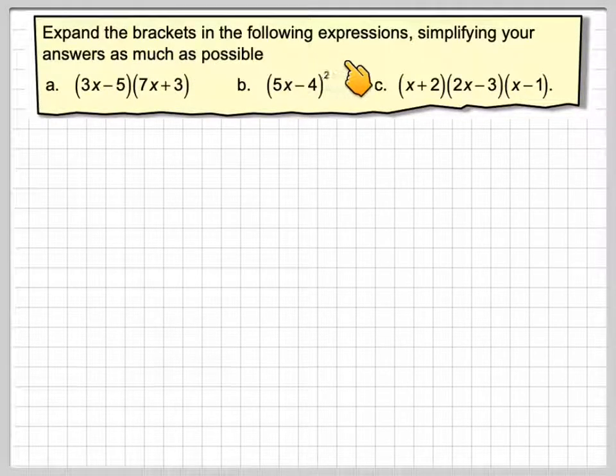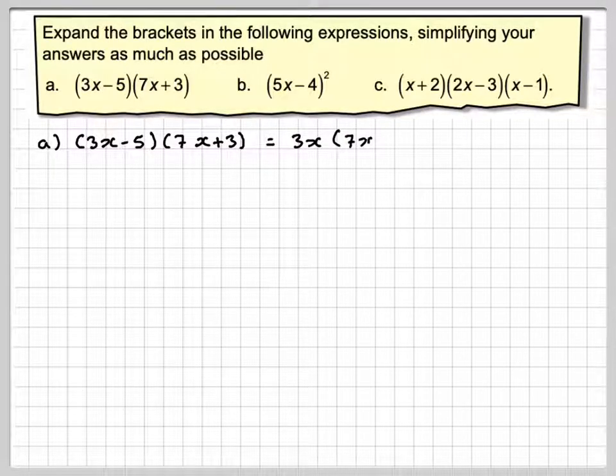Expand brackets in the following expression, simplifying your answers as much as possible. So this is a standard expanding brackets. We've got 3x minus 5 times 7x plus 3. So I like to do 3x times that bracket. So it's 3x times 7x plus 3, then minus 5 times 7x plus 3.